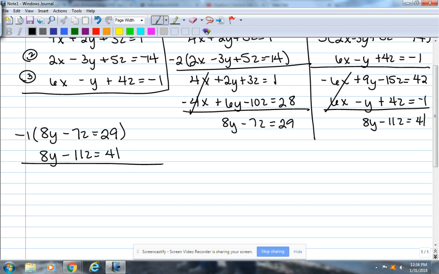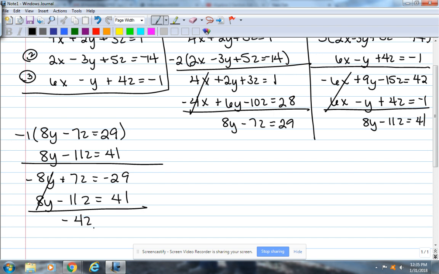So if I distribute a -1 times the entire first equation, I will now have a negative 8y plus 7z equals a negative 29. And then I will bring down my second equation, and I am not changing that one. So now my y's cancel out, and 7z minus 11z is negative 4z. And negative 29 plus 41 is a positive 12.